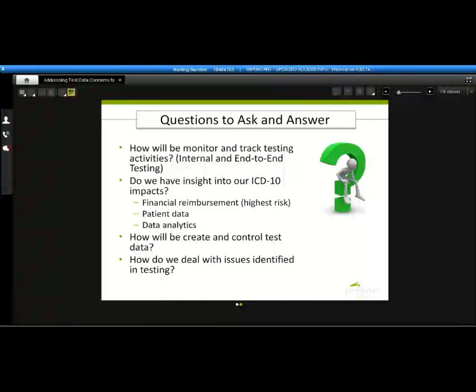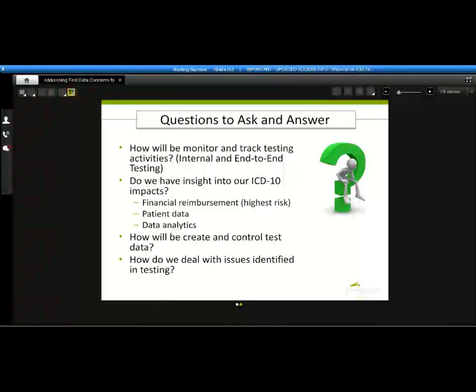Randy, this is Dexter. Only other thing, again, around the financial reimbursement, I think if you understand what those potential financial impacts are going to be, that can help an organization prioritize where you spend your time to minimize any potential impacts that might happen as a result of the ICD-10 transformation. That would be the one thing that I would add.